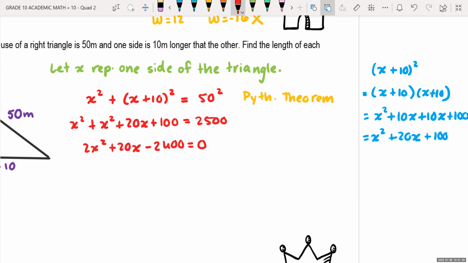I kind of skipped showing that step. All I did was move the 2,500 to one side to make it minus 2,500. So 100 minus 2,500 is negative 2,400. We can definitely take out a greatest common factor here, which will make the question so much easier. Minus 1,200 is equal to 0.